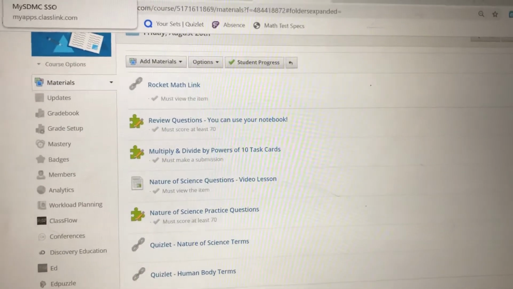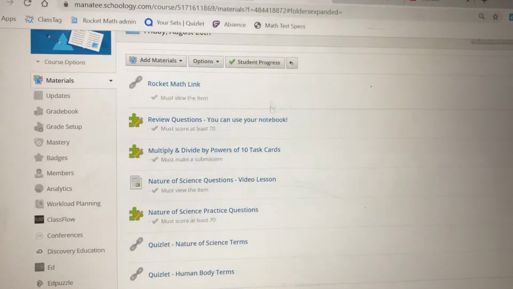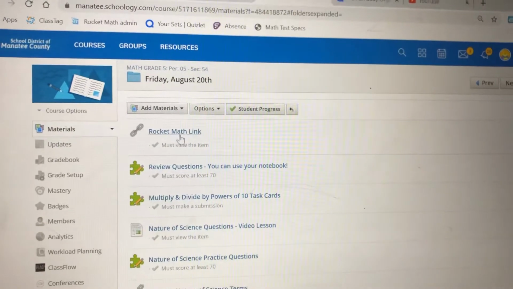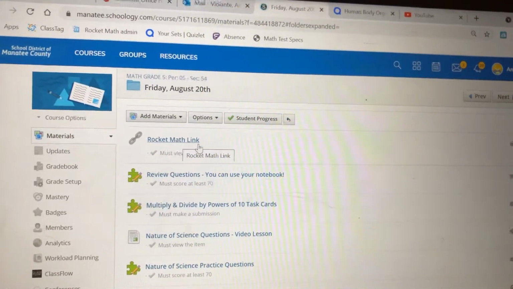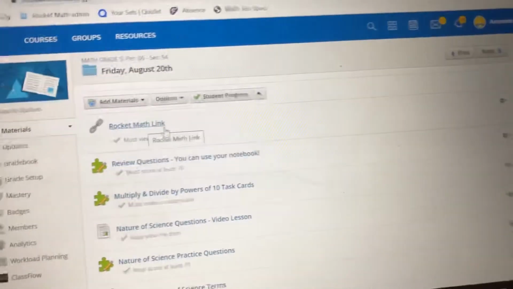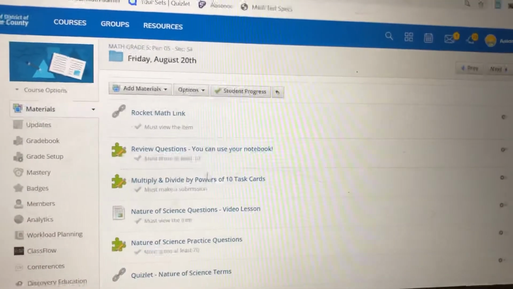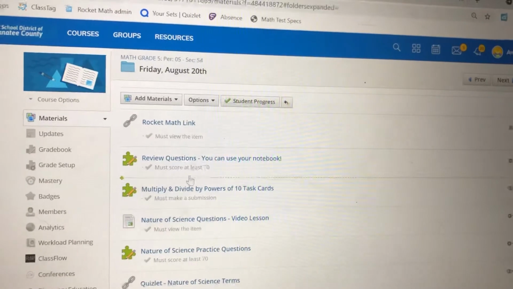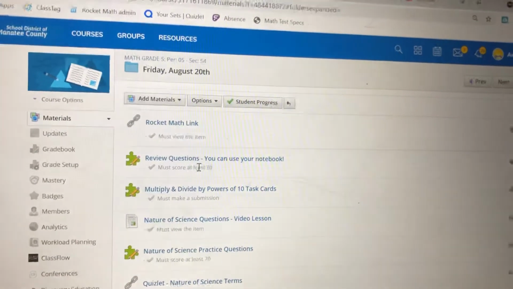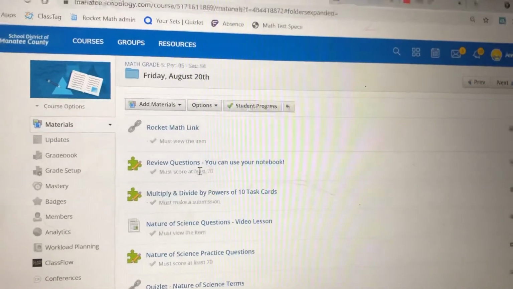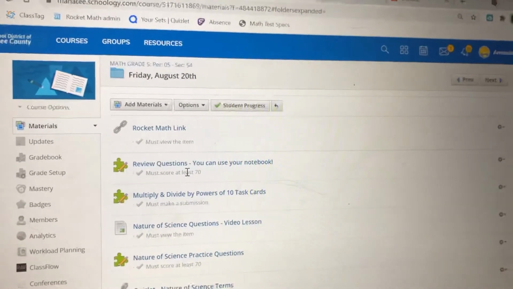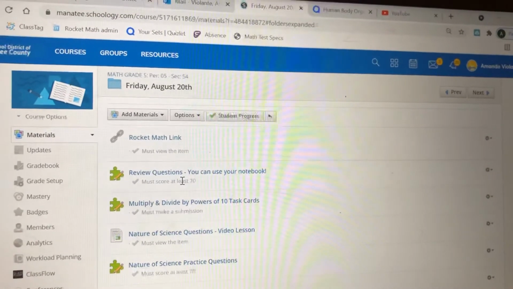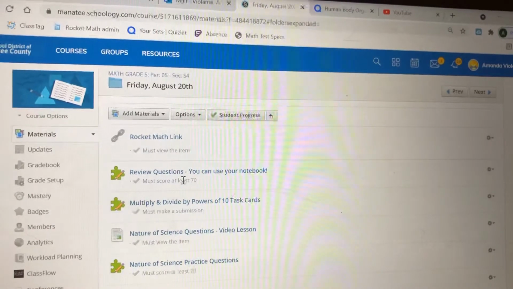All right, here is your folder for today, Friday. So you're gonna start with Rocket Math. You're gonna go until it logs you out, so roughly 10 minutes. Review questions. There are 7, so I'm saying you have to at least get a 70 to move on to the next thing, which means you would need to answer 5 of the 7 correct, at least 5. Use your notebook. Use your notebook.